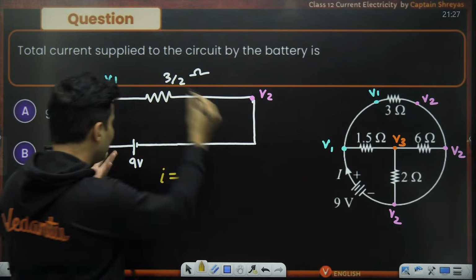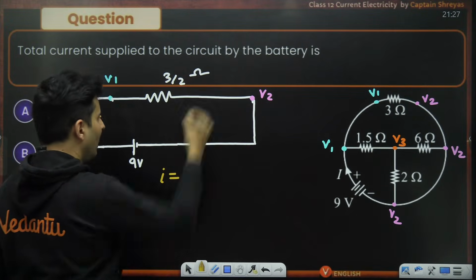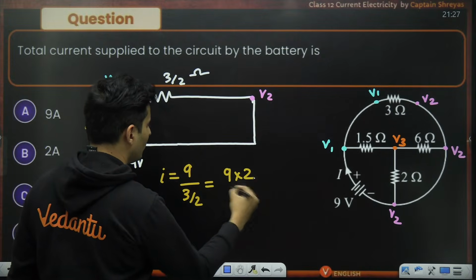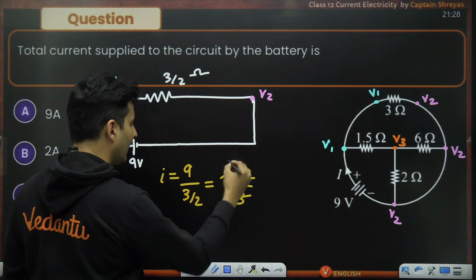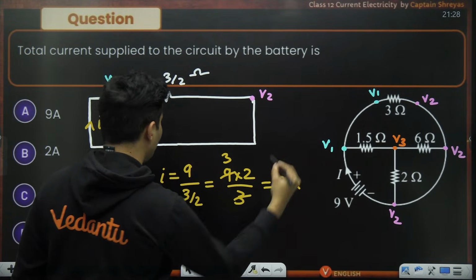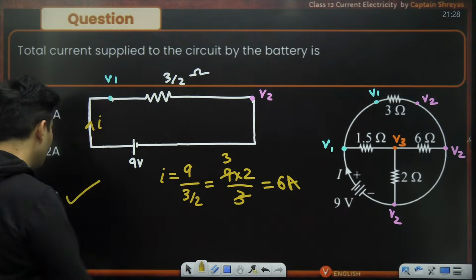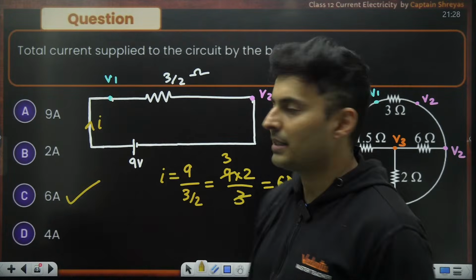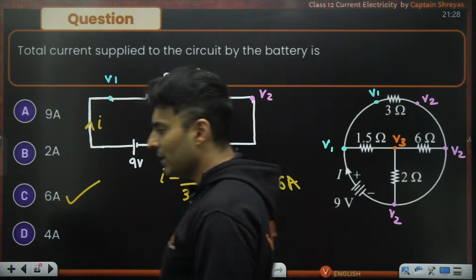Here, this particular current will be the total voltage, which is 9, divided by the total resistance, which is 3 by 2. Well, this will be 9 into 2 divided by 3. 3 goes with 9 3 times, so 3 2s are 6. So 6 amperes, which is option C, will be the correct one. 6 amperes will be the correct answer. Is that absolutely clear, everyone?